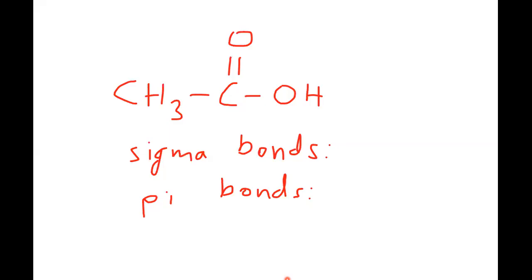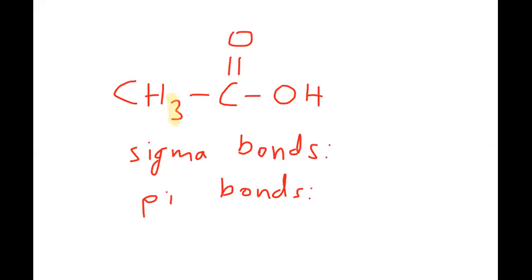For example, if we have ethanol, that is CH3COOH, and we have to determine the number of sigma bonds and the number of pi bonds in ethanol. So the sigma bonds are all single bonds. Over here in CH3, there are three hydrogen atoms, so there will be three single bonds over here.